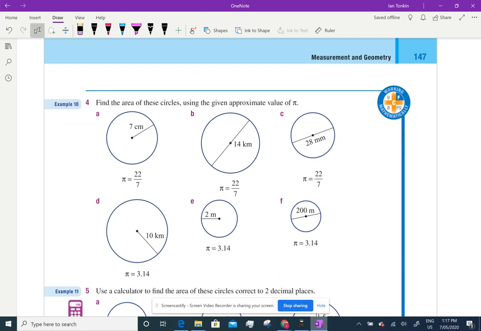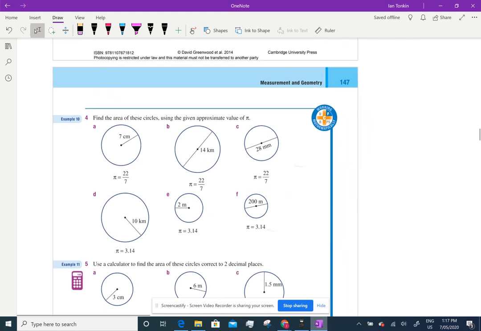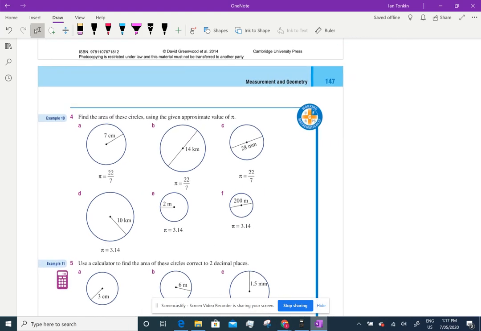Now there's a whole lot of circles here. Find the area of these. I've just got to check we're doing question 4, aren't we? Yep. Find the area of these. Now they're telling you to take pi as 22 on 7 or 3.14. But I'd rather you just use your calculator. It's much better if you just use your calculator.